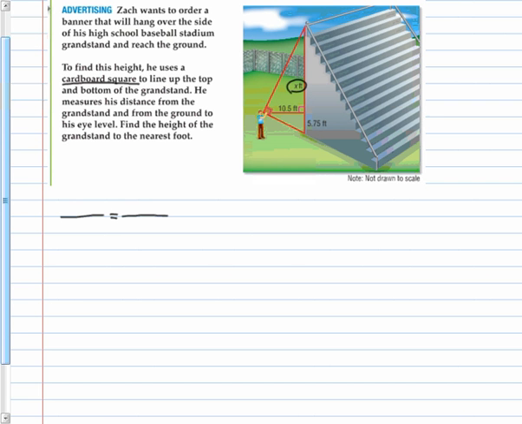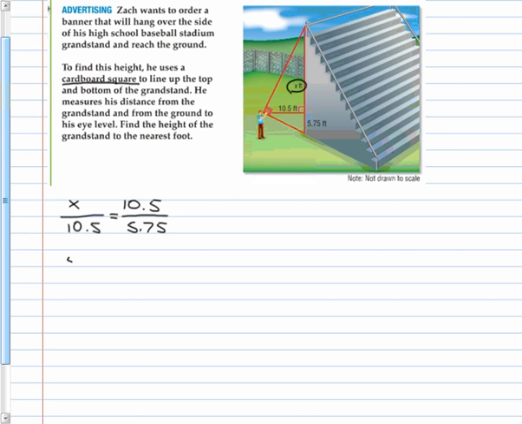Altitude. The altitude, the 10.5. This is the altitude of this right triangle. His book's the right angle of this right triangle, and that's an altitude. 10.5 is going to go in the geometric mean position. Between what and what? Between x and 5.75, and it doesn't matter which order you write those two things.